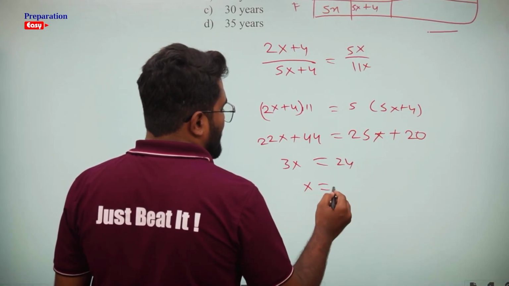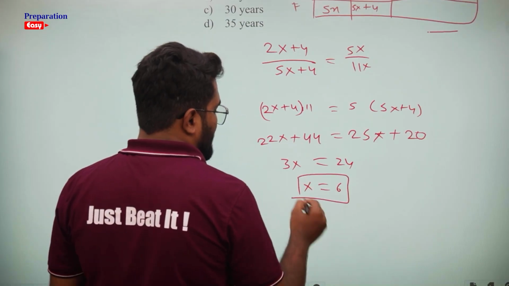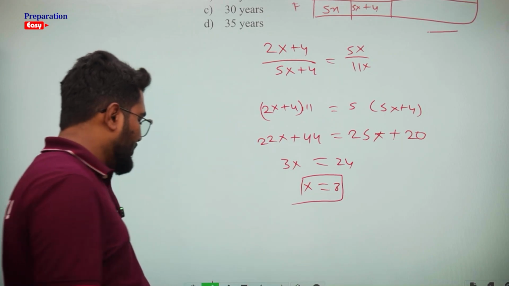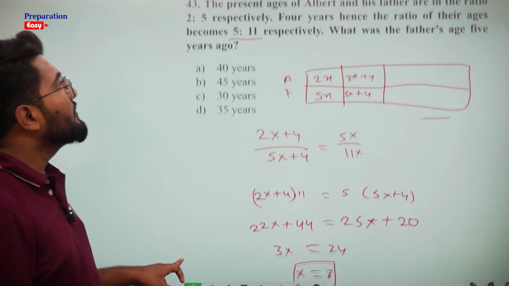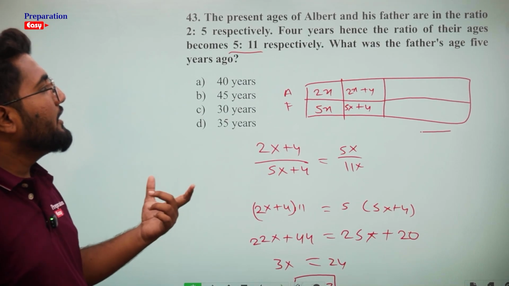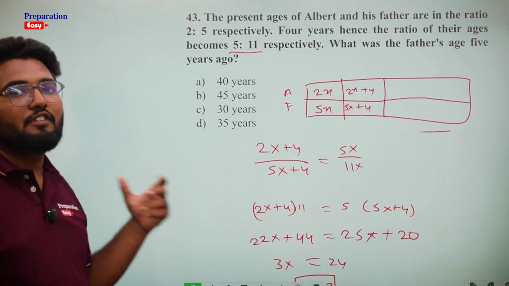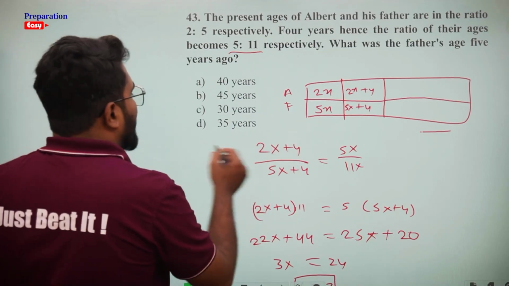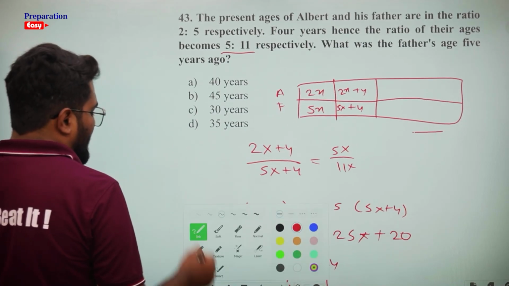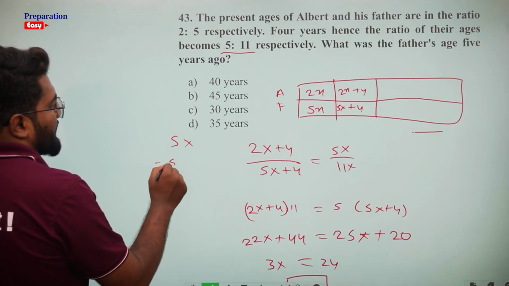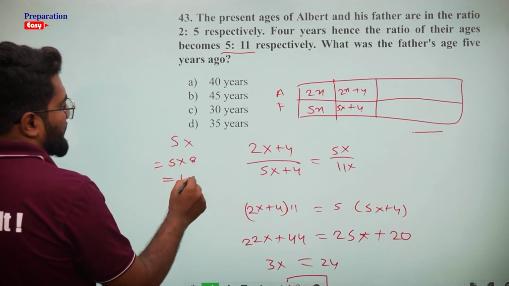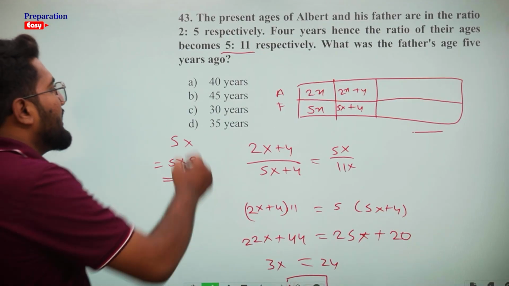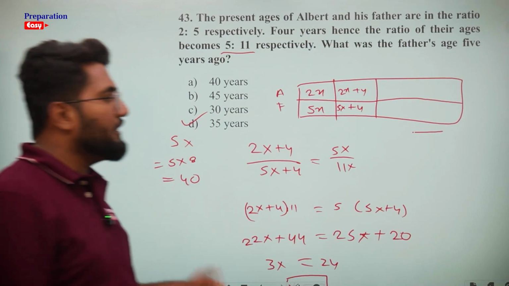Okay, so x equals 24 divided by 3, X equals 8. Okay, we got the value of x. What was the father's age before 5 years? So we have to find the age before 5 years. So what is the current age? 5x, that is equal to 5 into 8, which is equal to 40. Before 5 years means 40 minus 5, that will be equal to 35 years.